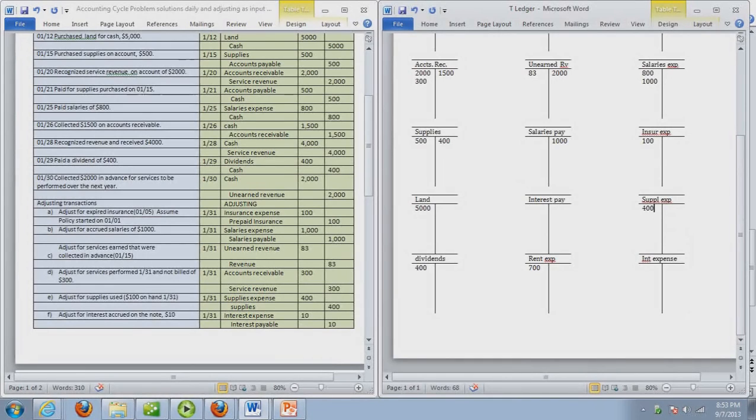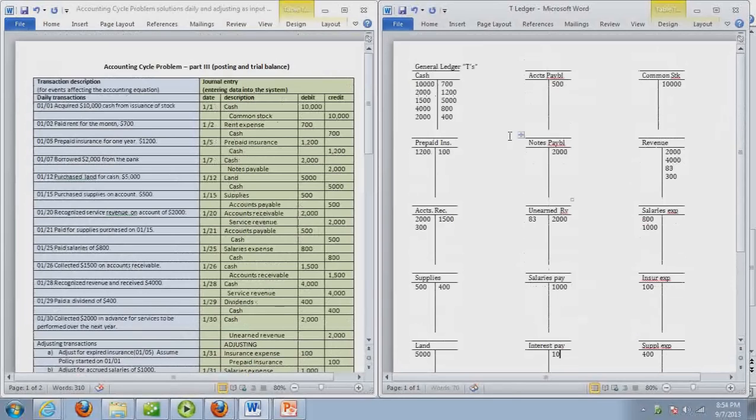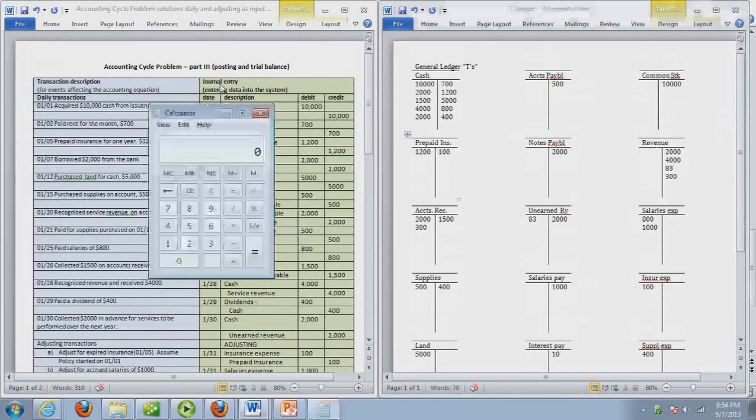And last but not least, we've got interest expense and interest payable. So I'm going to debit the interest expense, credit the interest payable, and hope that I got them all. But it's very easy to make a mistake, as you might well imagine. And I make as many mistakes as anybody. Next, we would want to do the totals for our accounts. Cash is the one with the most activity, usually. So we're going to add up the debit side.